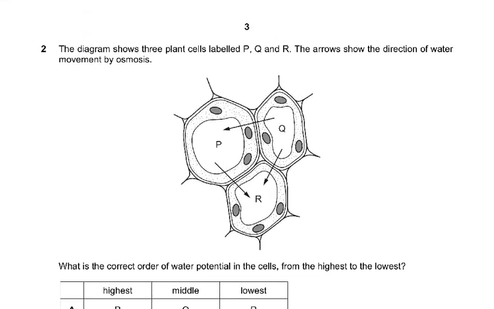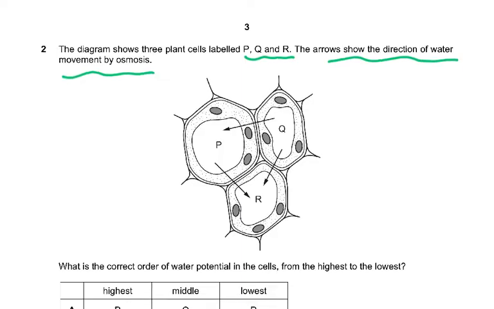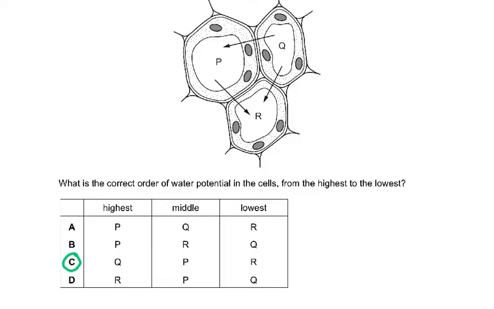Question number 2 says the diagram shows 3 plant cells labeled P, Q, and R. The arrows show the direction of water movement by osmosis. So water is moving from Q to P, from P to R, and from Q to R. Now what is the correct order of water potential in the cells from the highest to the lowest?